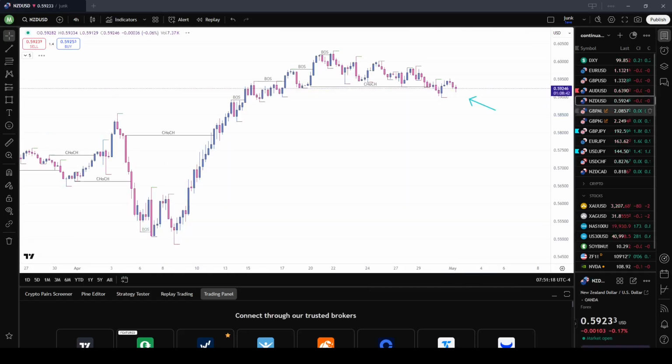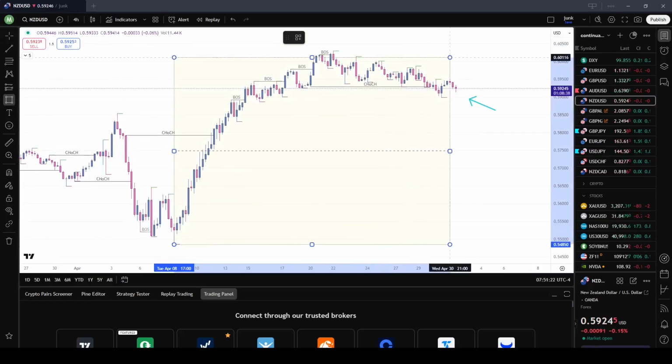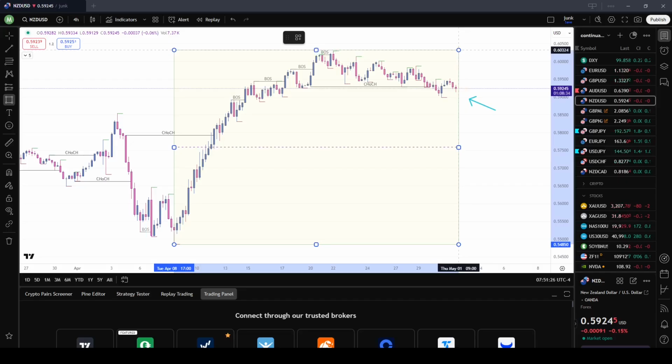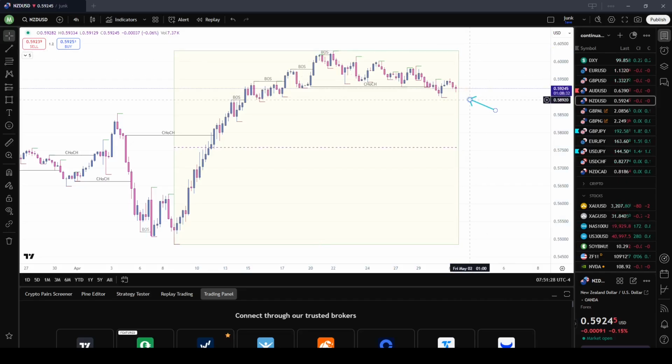So NZD USD, it's a little weaker. Let's go ahead and map out the current range. It's a little weaker than Aussie dollar, as you can see. Still trading sideways, but these are making lower lows, lower highs, lower lows, lower highs, lower lows. I mean, still technically trading sideways, but as you can see, starting to break structure to the downside.